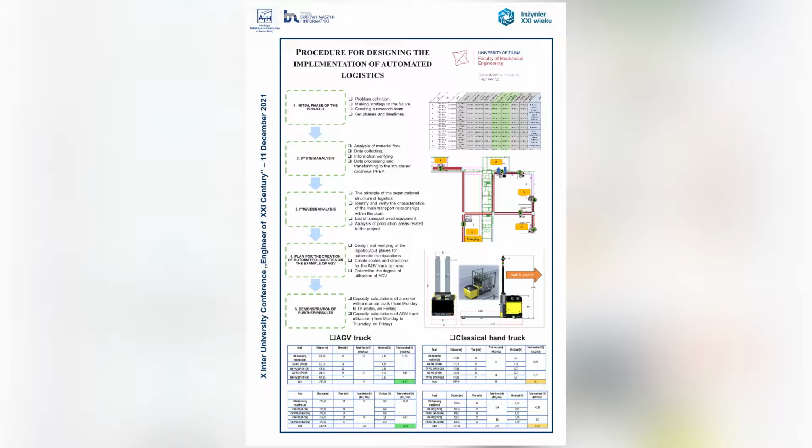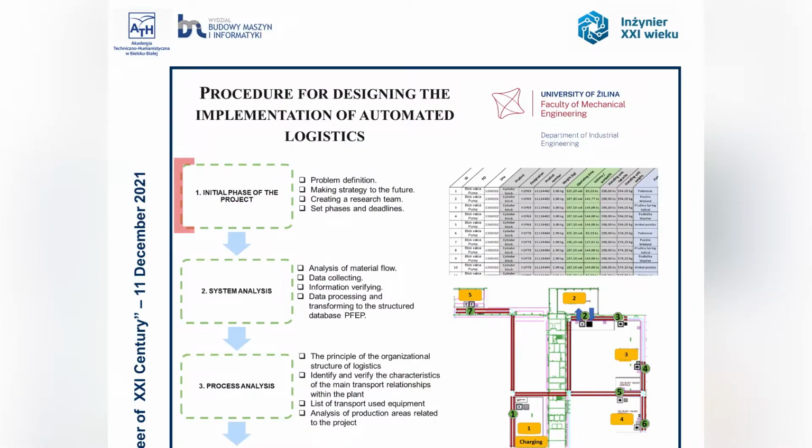I will present my article where I will talk about the procedure for designing the implementation of automated logistics using a real example. And so we can start from the first point, which you see on this poster. Each project starts by defining the problem and setting a goal. The next step is to create a rough plan of action, set a timeline, and assemble a team.